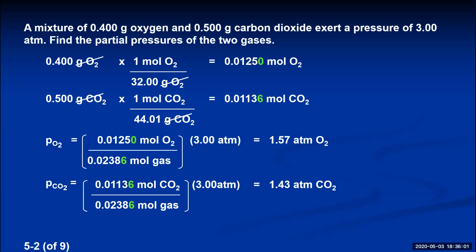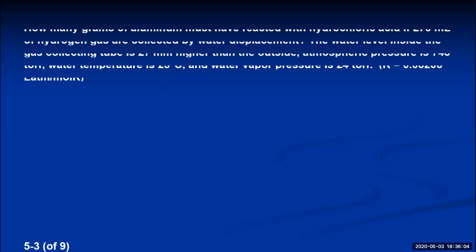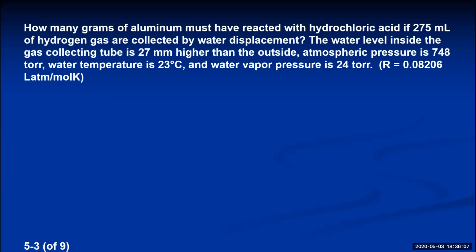Let's move to a stoichiometric problem that involves gases. How many grams of aluminum must have reacted with hydrochloric acid if 275 milliliters of hydrogen gas are collected by water displacement? The water level inside the gas collecting tube is 27 millimeters higher than the outside. Atmospheric pressure is 748 torr. Water temperature is 23 degrees Celsius, and water vapor pressure is 24 torr at this temperature. Take a few minutes now, see if you can work out this stoichiometric problem involving a gas, and then we'll go through the answer in a moment.